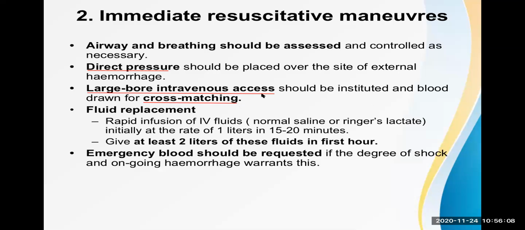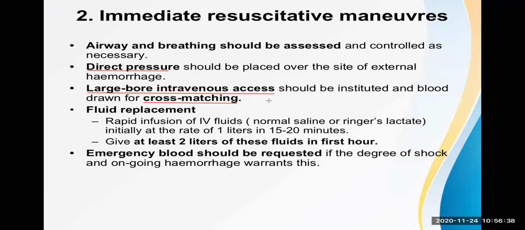Now let me give a bit of time here. Two large bore IV cannulas should be opened, one in each arm. And the usual site for the opening of those cannulas is where? Where do we put those cannulas? Yes, which area? This is in the cubital fossa. Okay, you all know where the cubital fossa is, isn't it?